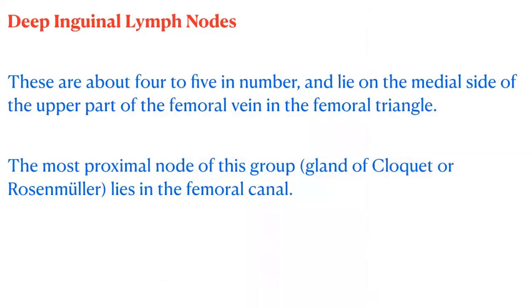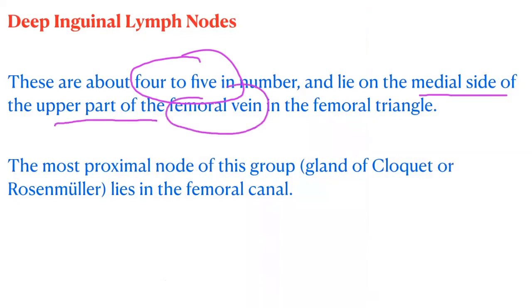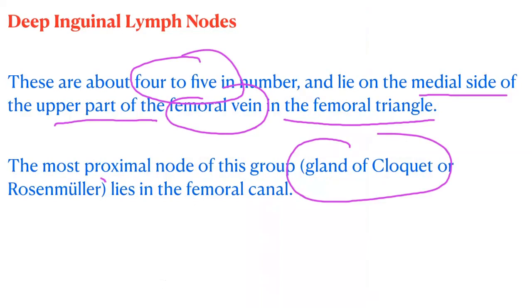Coming to the deep inguinal lymph nodes, they are about 4 to 5 in number and lie on the medial side of the upper part of the femoral vein in the femoral triangle, right? The most proximal node of this group, also called the gland of Cloquet or node of Rosenmuller, lies in the femoral canal. So the lymph node that lies in the femoral canal is the node of Rosenmuller.